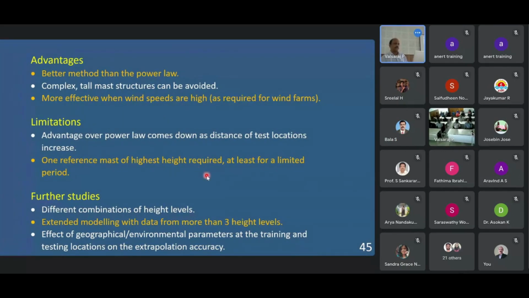The limitations: as shown, as the distance from the reference location to the test location increases, its accuracy comes down. One reference location is a must first for getting the data and deriving the equation. After that only can you go in for shorter ones. At least one is required as a reference. So I have suggested some further studies also, different combinations, including incorporating other geographical and environmental aspects into the modeling. These are possible for further studies.